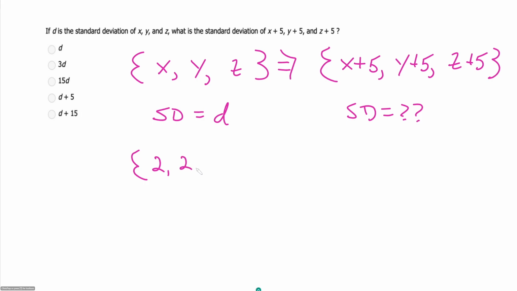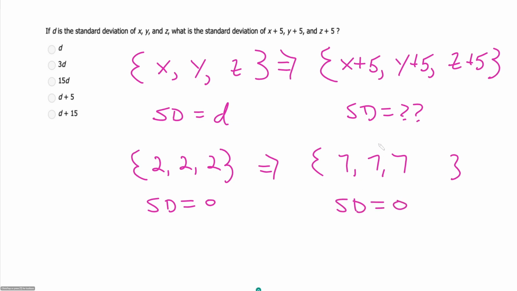So if I start with this set here, say x, y, and z are equal to 2, 2, and 2, that would mean the new set would be 7, 7, and 7. So what happened to the standard deviation here? Here we had a standard deviation of 0, and then because we added the same amount to all of our numbers, they were still 0 away from the mean. Therefore, standard deviation was still 0. And so this is a good rule just to know: when you add the same amount to every number in a set, the standard deviation does not change.